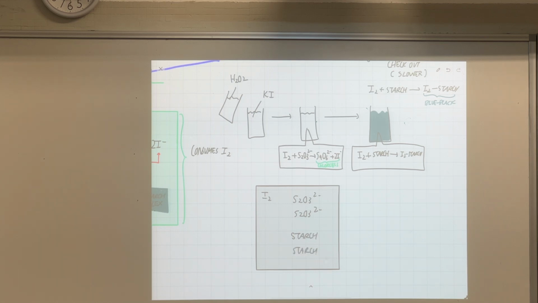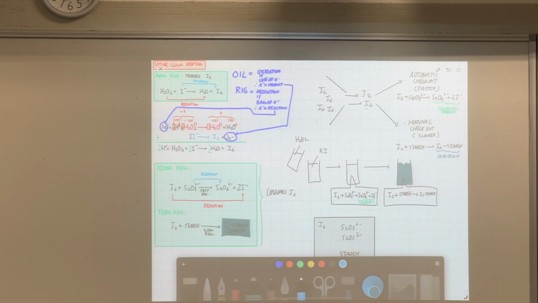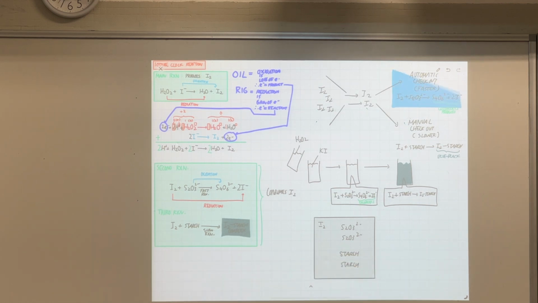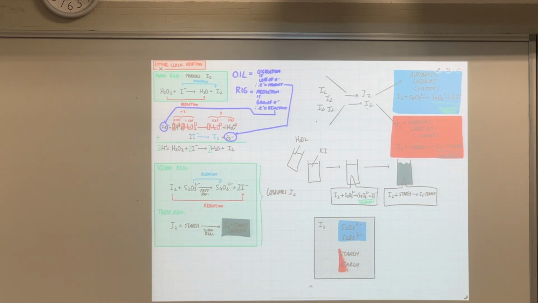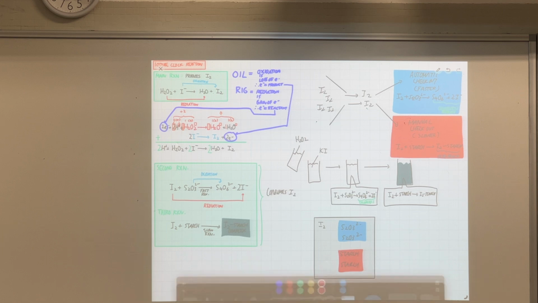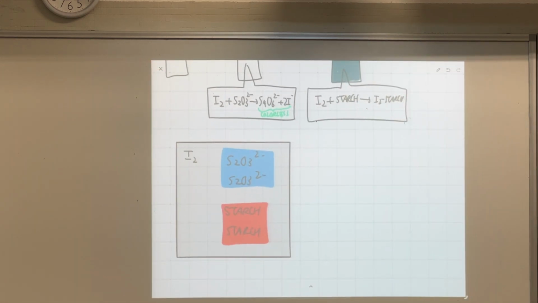So the thiosulfate is analogous to our faster automatic checkout counter here, like this one. So this is the faster one. So thiosulfate represents these. And the starch represents the slower manual checkout counter here. If you have iodine, you will first want to react with thiosulfate, if you have a choice.